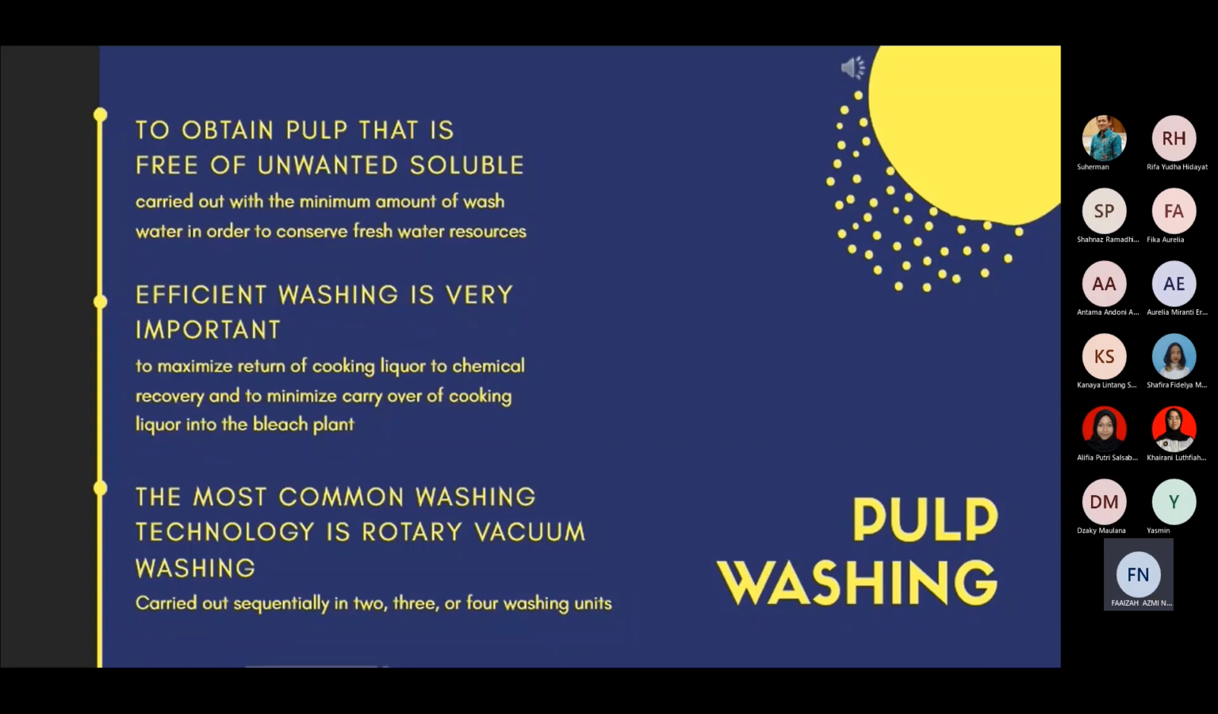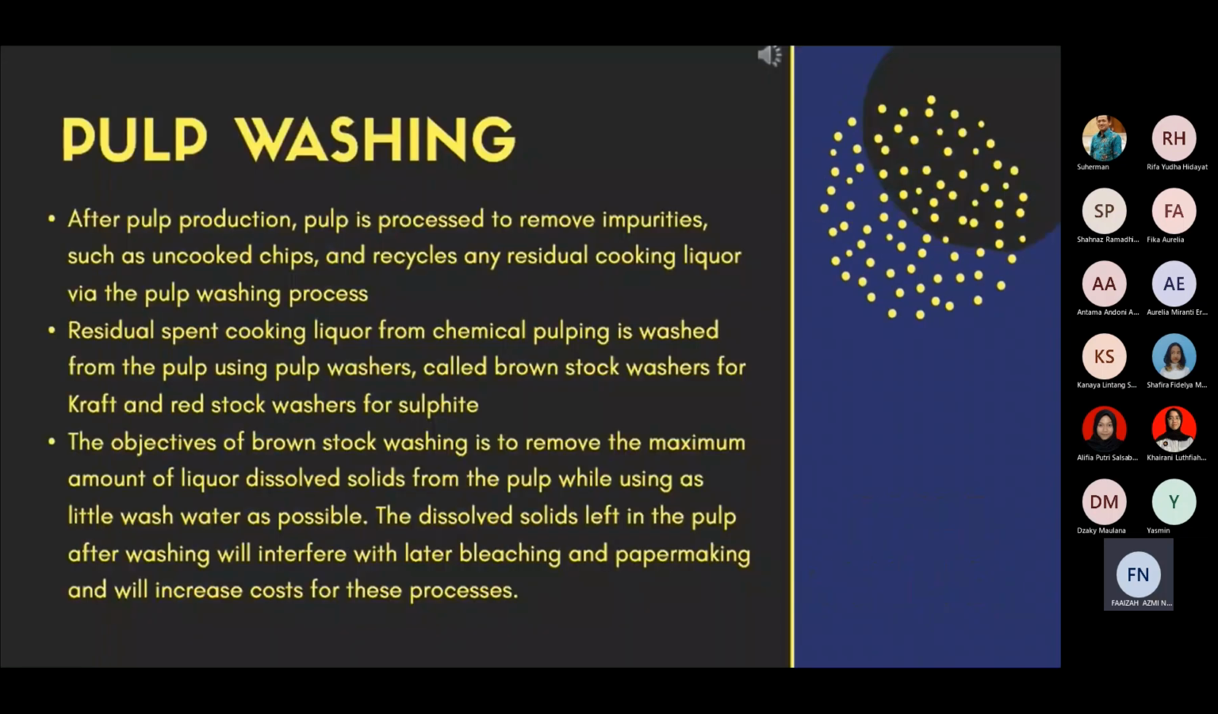The most common washing technology is rotary vacuum washing, which is carried out sequentially in 2, 3, or 4 washing units. In the pulp washing process, after pulp production, pulp is processed to remove impurities such as uncooked chips and rejects, and residual cooking liquor. Residual spent cooking liquor from chemical pulping is washed from the pulp using pulp washers, which are called brown stock washers for kraft and red stock washers for sulfite.